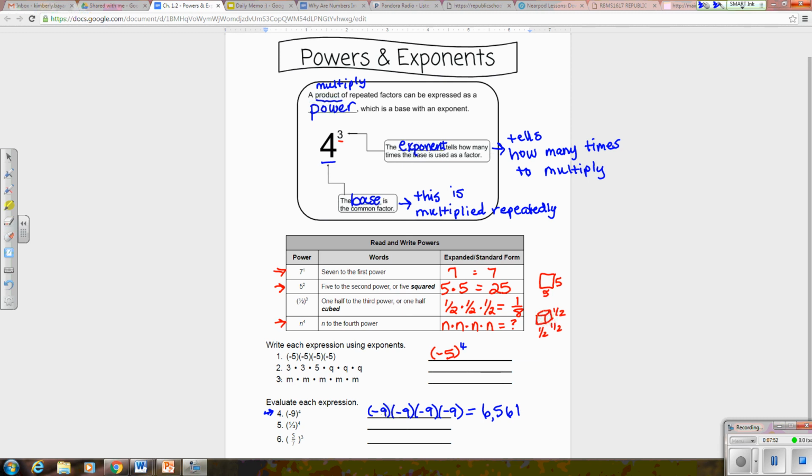Okay, you try 2 and 3, and then you also try 5 and 6. And use these examples up here to help you, and you can use your calculators.